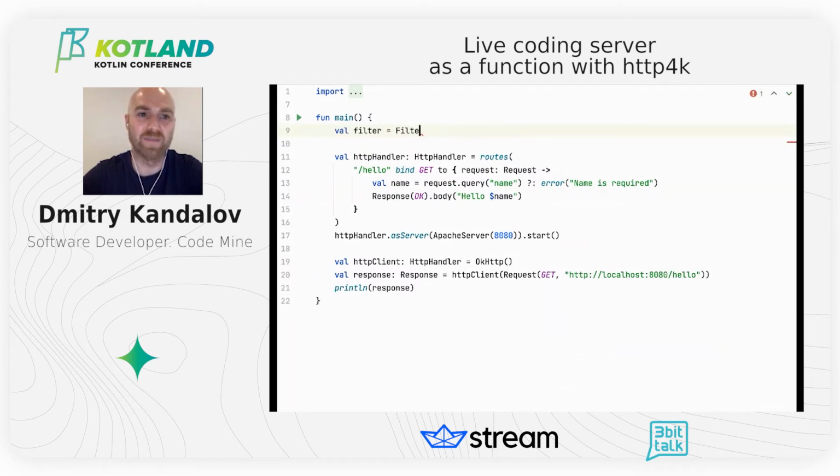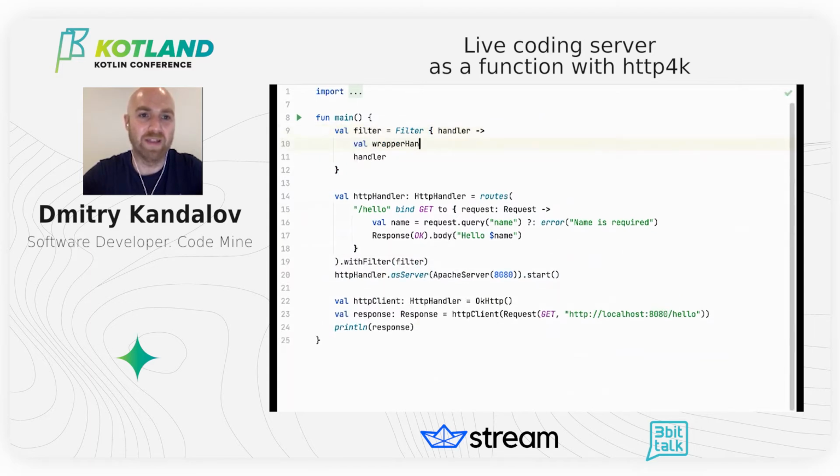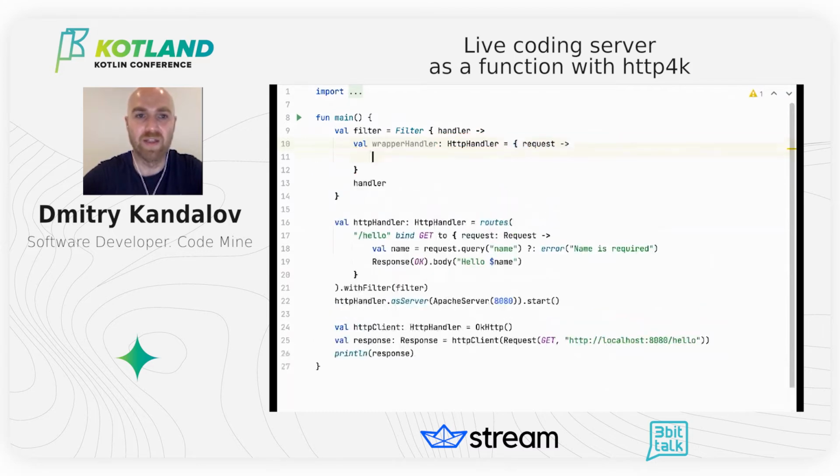Filter, again, is just a function which takes a handler and returns a handler. This is an identity function and the simplest filter you can possibly write. So we can plug it now into our handler like this. So we say filter. This filter is not very useful. So let's add maybe a wrapper handler here to make it a bit more useful. The wrapper handler is going to be an HTTP handler, which takes a request, and then it calls the original handler with the request, and then we can return the wrapper handler.